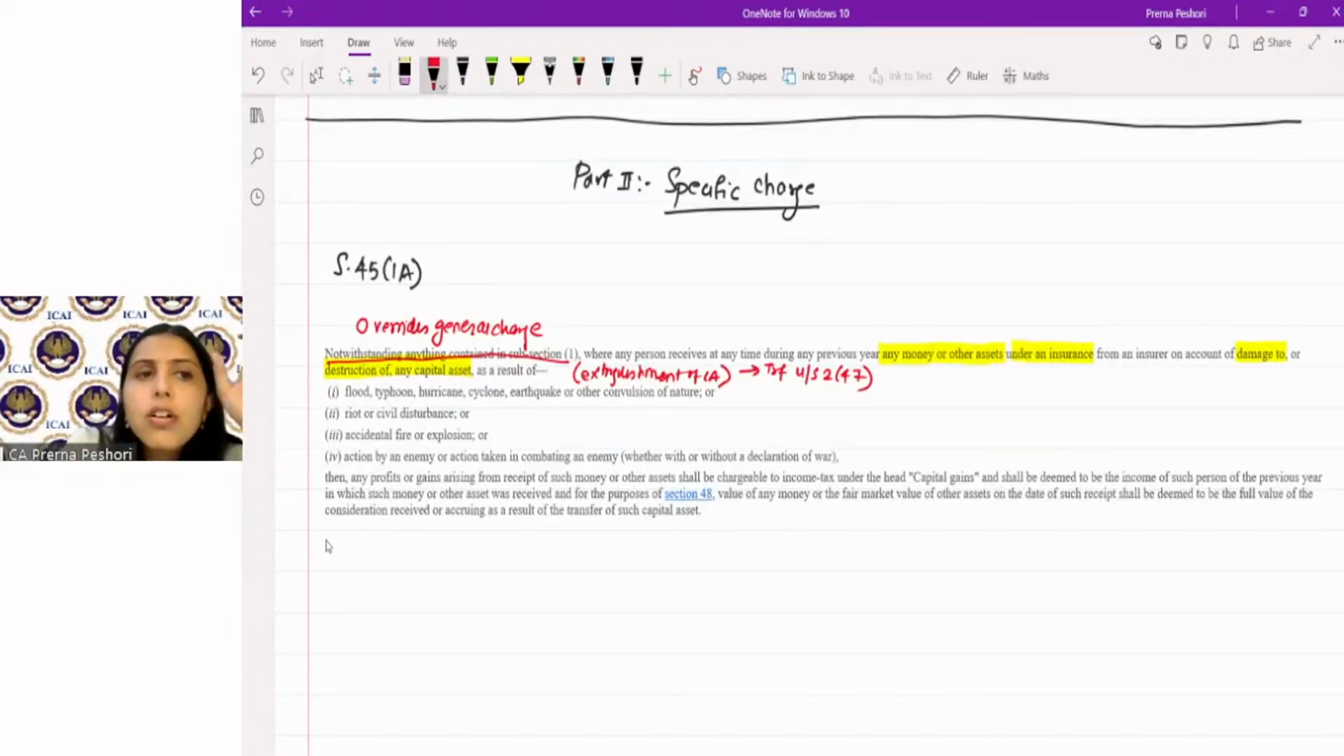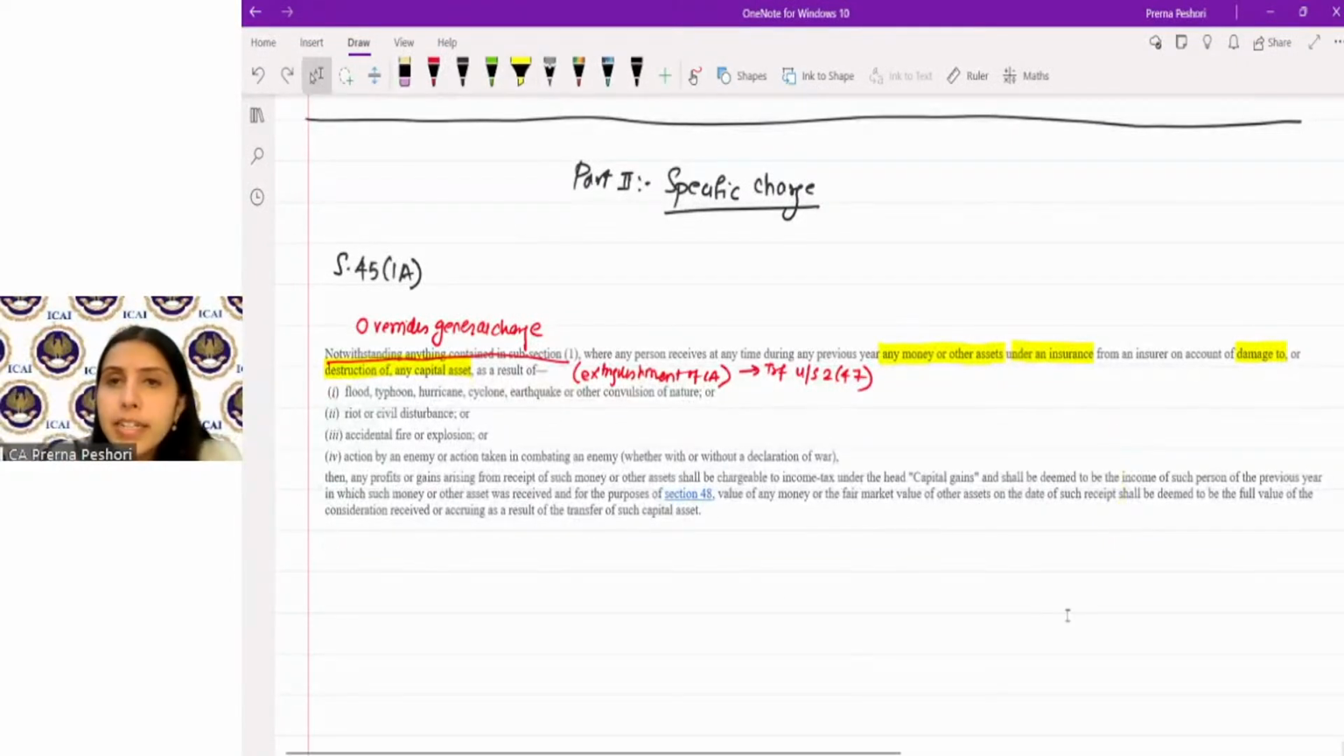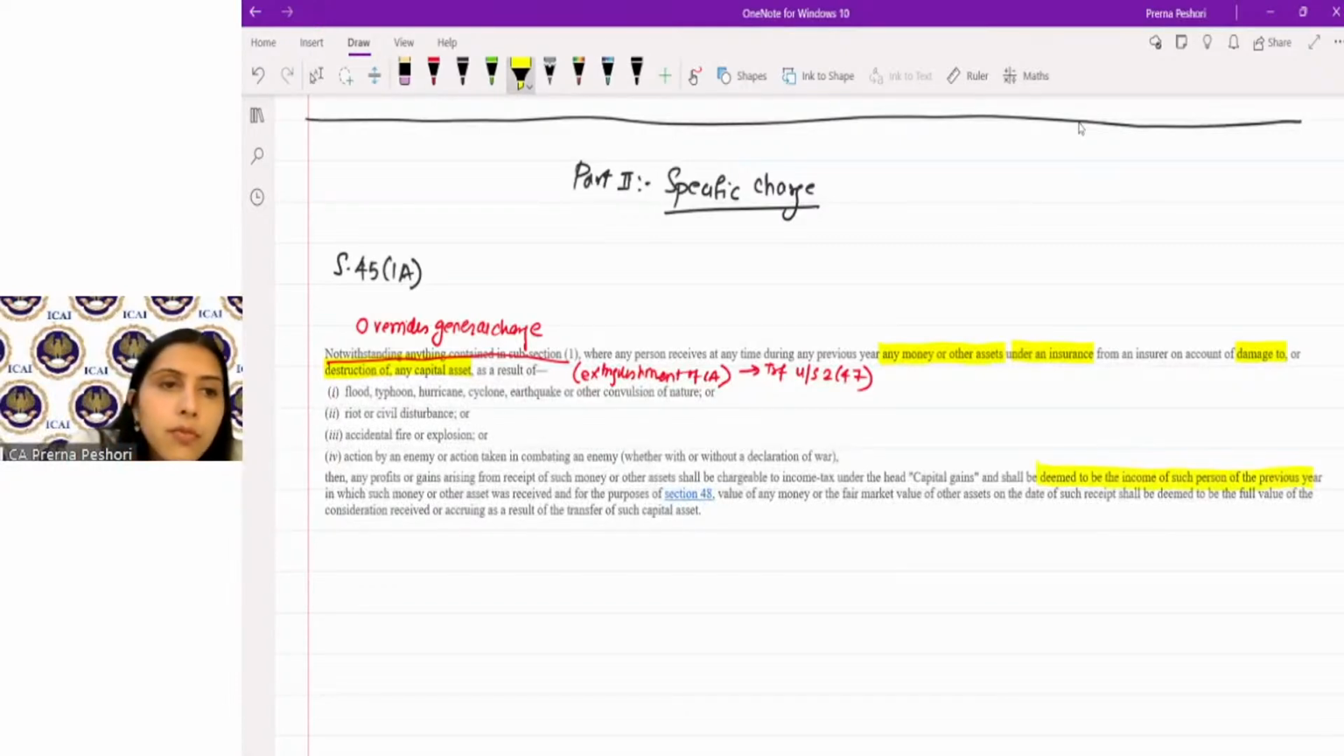As a result of flood, typhoon, or any other natural calamity, riot or civil disturbance, accidental fire or explosion, action by enemy, then any profits or gains arising from the receipt of such money or other assets shall be chargeable under the head capital gains and shall be deemed to be the income of such person of the previous year in which money or other asset was received.